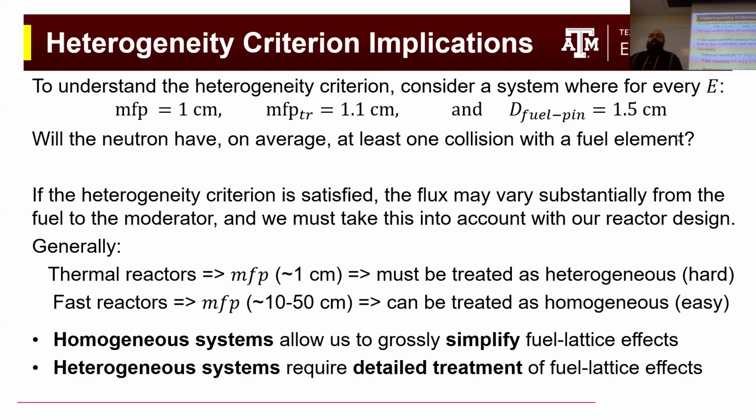In this case, if the neutron goes inside of the fuel pin, on average, is it going to have at least one collision inside of the fuel pin? Yeah, because its mean free path, which is the distance it goes per collision, is less than the dimensions of the fuel pin, right? If my mean free path is 1 centimeter, every 1 centimeter that I go, I'm going to have an interaction. And if my diameter is 1.5 centimeters, then it's a pretty good chance that I end up having at least one interaction in that fuel pin. So absolutely, yes, it would.